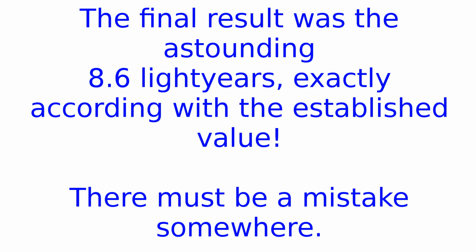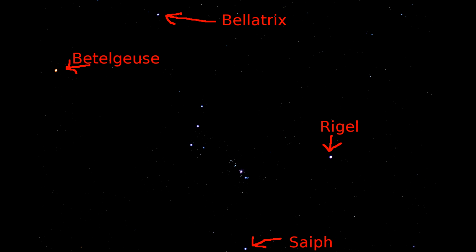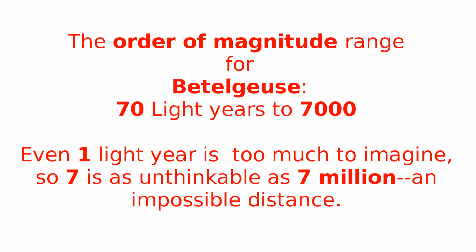Since I was with Sirius, I felt I would go on to Orion, at least get the 4 outer stars, Betelgeuse, Bellatrix, Rigel, and Saif. Here's the table of my results there, compared to the accepted results. You can see my error was less than 20%. I would have accepted anything in the same order of magnitude, not just a mere 20%. So I'm quite pleased with these results.